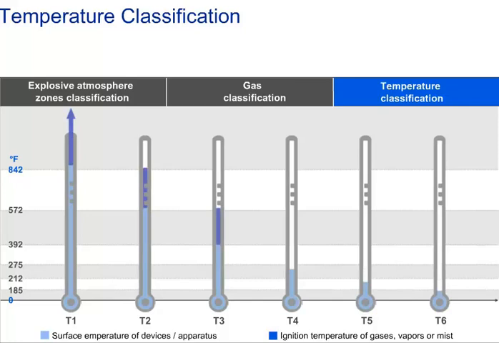The ignition temperature of a combustible gas or liquid is the lowest temperature at which the ignitable mixture can explode. The maximum surface temperature of an electrical apparatus must always be lower than the ignition temperature of the gas or vapor-air mixture it is to be used with.